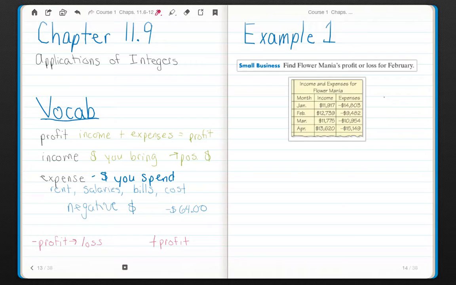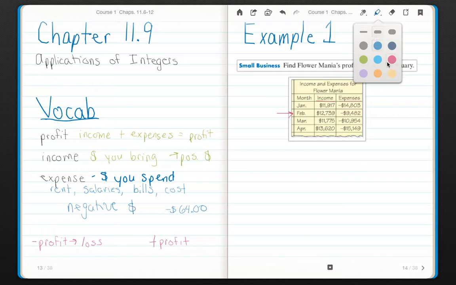So let's hit example 1. Find Flower Mania's profit or loss for February. So I have February right here. Notice my income is in this column. My expense is in this column over here. So my expenses and my income. So I'm going to take and add the two together.